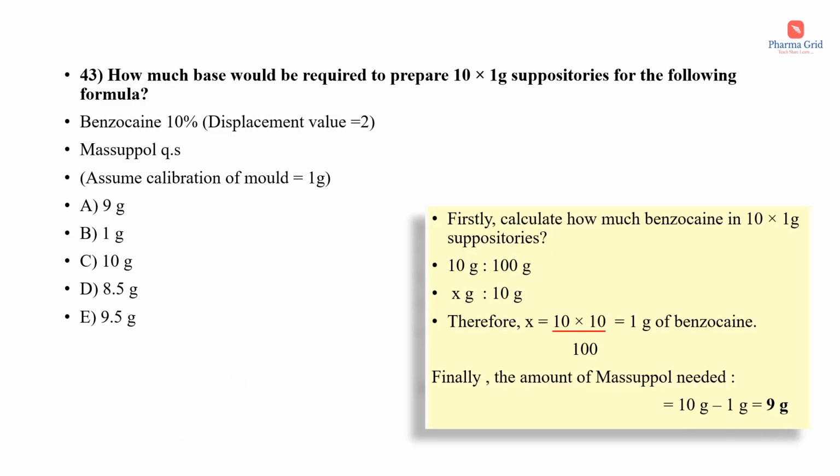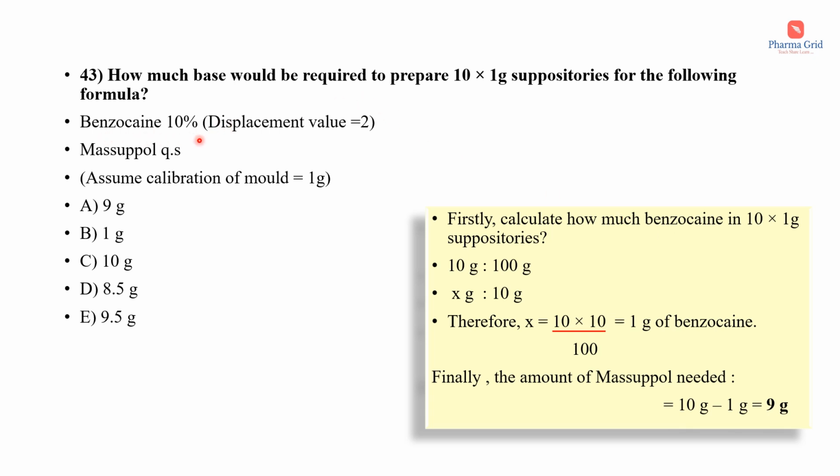Next one, how much base would be required to prepare 10 into 1 gram suppositories for the following formula? Benzocaine 10% having displacement value 2, Massupol quantity sufficient, assume calibration of mold is equal to 1 gram. So here, firstly calculate how much benzocaine is in 10 into 1 gram suppositories. Here benzocaine is a drug and its strength is given as 10%.